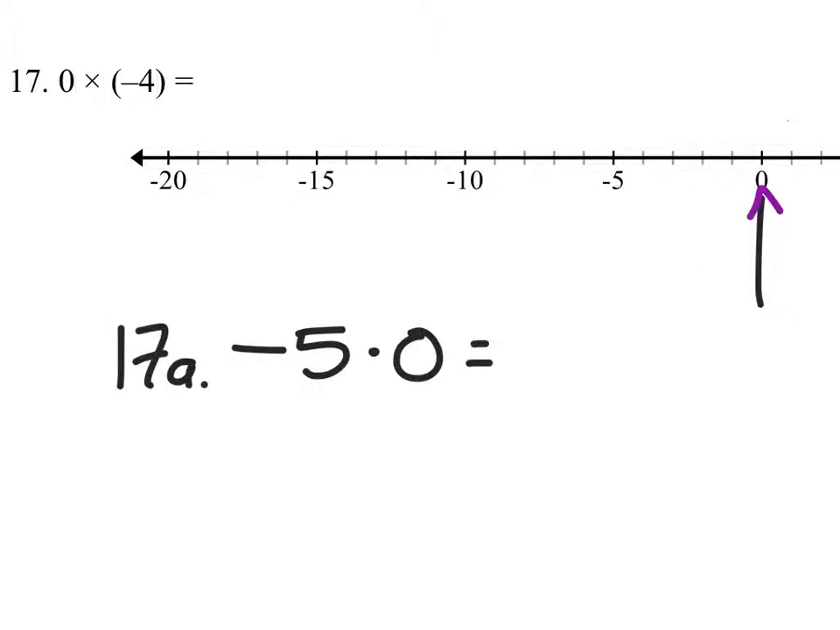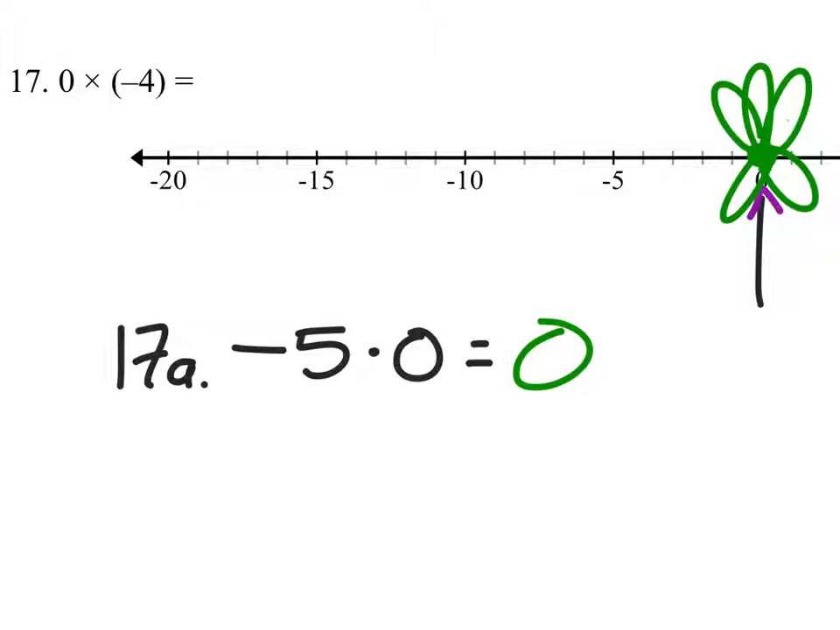So let's start by giving ourselves 5 groups of 0. 1, 2, 3, 4, 5 groups of 0 takes us to 0. That's nice. Well, what's the opposite of 0? 0. Yeah, 0. 0 is neither positive or negative, so the answer here is just still 0 like it was up there. Does that make sense? I mean, if you have 0 groups of something, you still have 0. And if you take any number of groups of 0, you're still at 0.